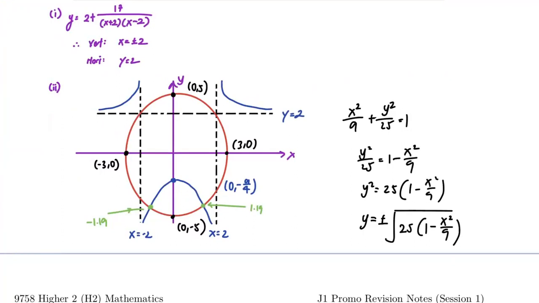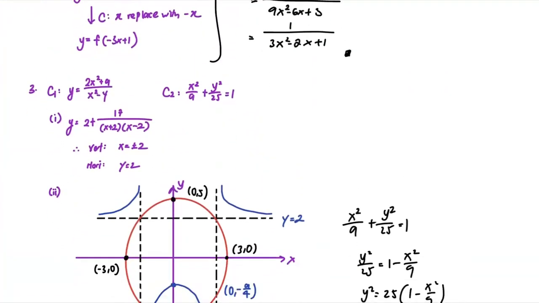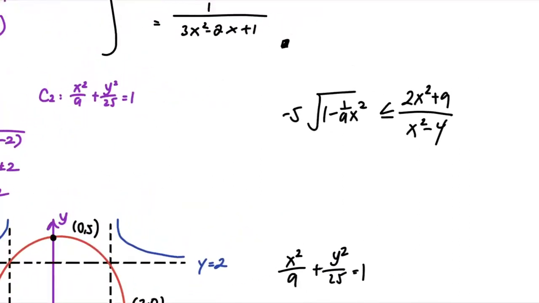How do you draw the inequality? How do you solve the inequality question? Now, it's a hands question, so you need to use your graph. So let's look at the inequality. The question is negative 5 square root of 1 minus 1 over 9 x squared is less than or equal to 2x squared plus 9 over x squared minus 4. It depends on the school. Some schools purposely make the question very messy and complicated. In certain cases, the questions are very nice.